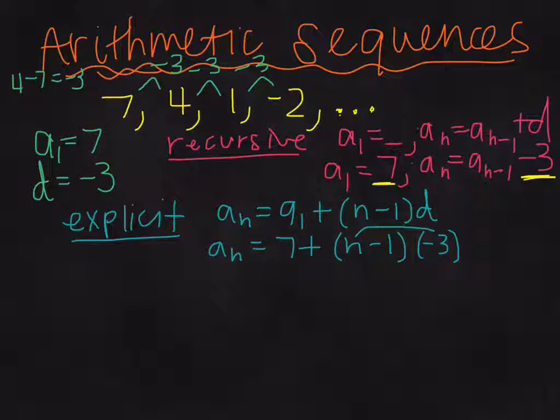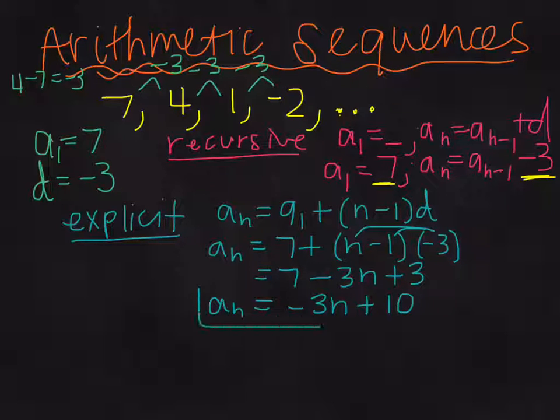So I'm going to distribute this negative 3 here. I have 7, and then negative 3 times n is minus 3n. Negative 3 times negative 1 is plus 3. So I'm going to bring down the n first, so negative 3n, and then 7 plus 3 is 10. So our explicit formula is a sub n equals negative 3n plus 10.